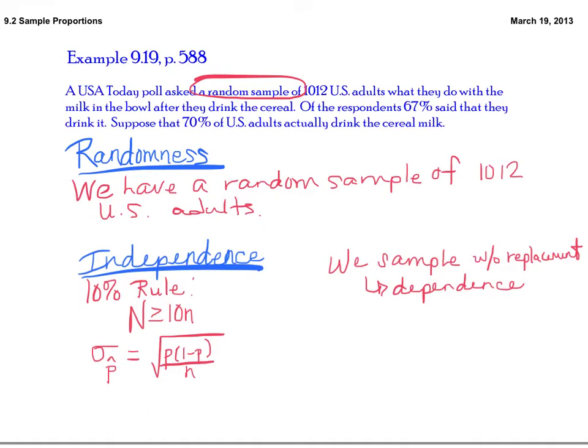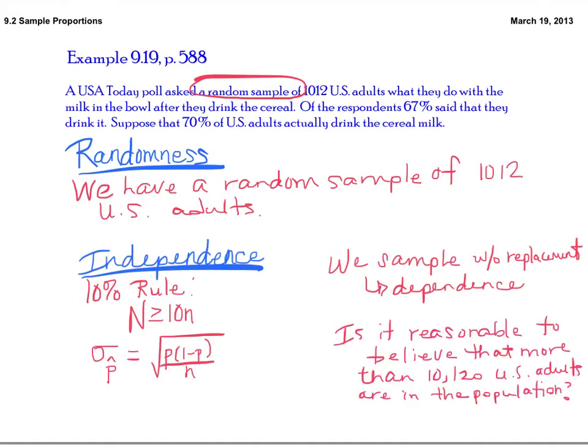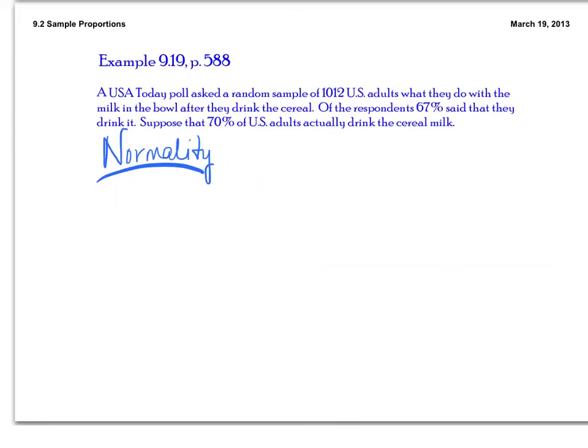So we asked 1,012 U.S. adults. The question you must ask yourself is whether or not it's reasonable to believe that we have more than 10 times that number of U.S. adults in the entire population. And I think we'll agree that the answer to that question is yes. And so this has been validated in terms of our standard deviation formula.